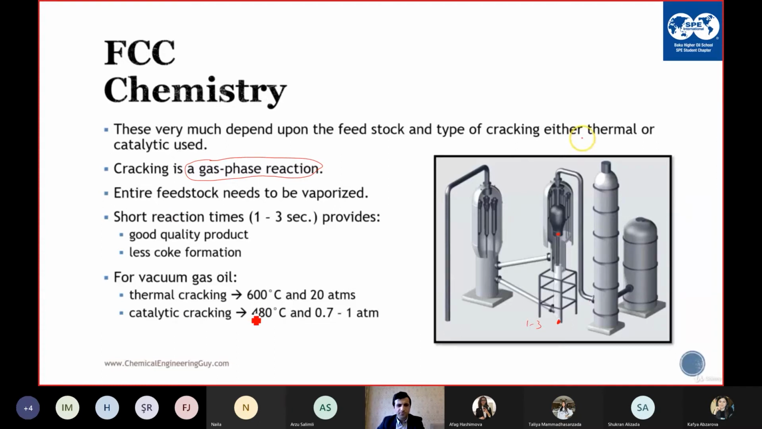As you can see, the catalytic cracking is at low pressure, still a high temperature process. 480 is, I think, lower. In our refinery, it is a bit higher than 500. But still, we are saving a high amount of pressure just by using the catalyst.